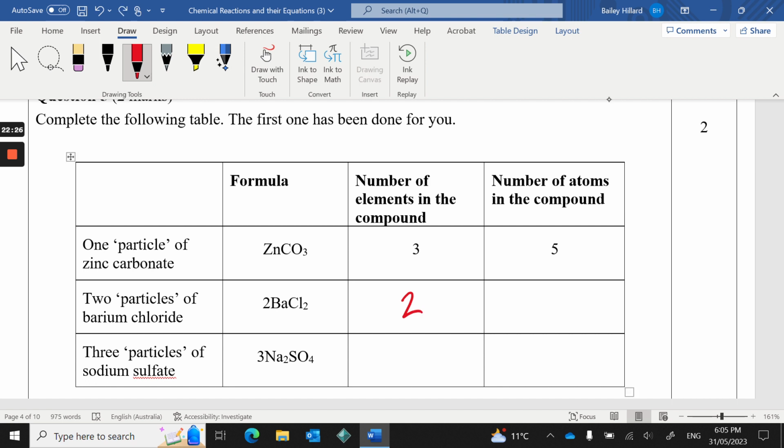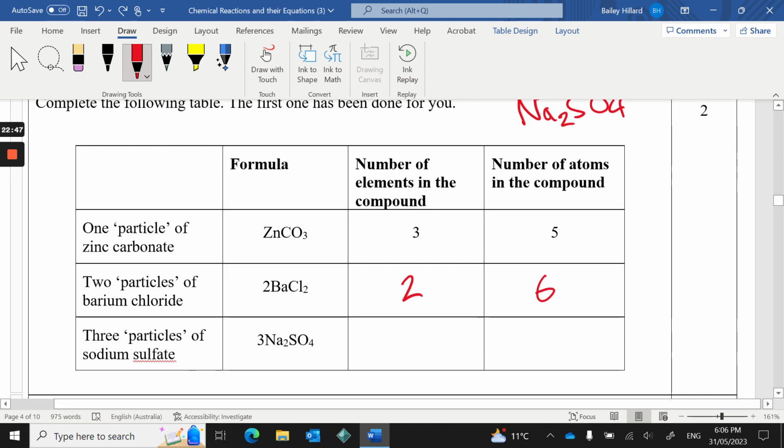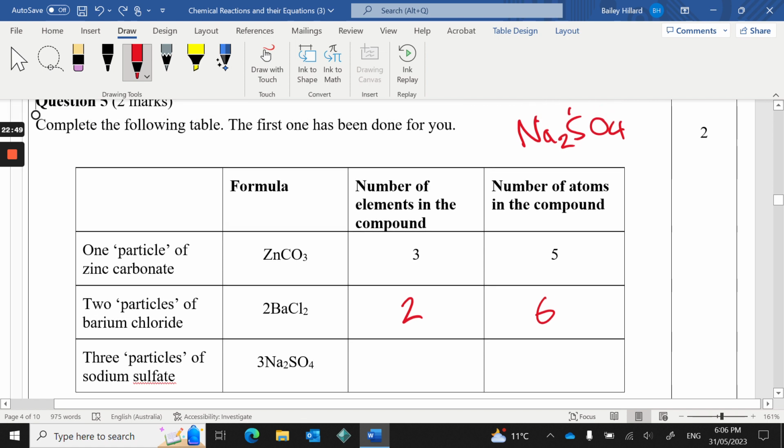So 2 in here, and then we had 6 in here. Okay. Next up, we have Na2SO4. Okay, so just looking at the first one, sodium's a type of atom, sulfur's a type of atom, and oxygen is a type of atom as well. So looking here, it looks like we have 3 different types of atoms in here. So 3 different types of atoms.